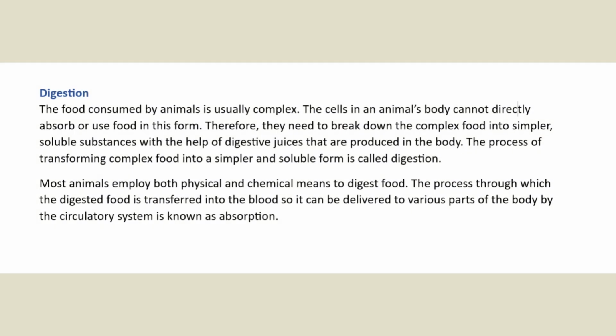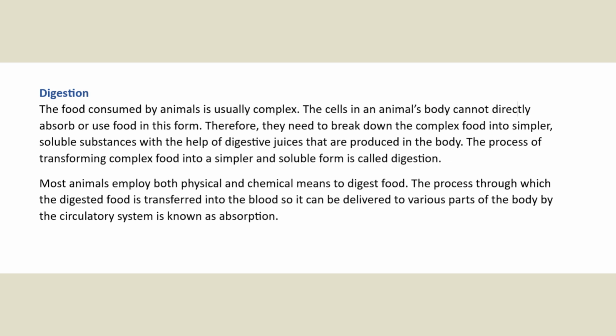Digestion. The food consumed by animals is usually complex. The cells in an animal's body cannot directly absorb or use food in this form. Therefore, they need to break down the complex food into simpler, soluble substances with the help of digestive juices that are produced in the body. The process of transforming complex food into a simpler and soluble form is called digestion. Most animals employ both physical and chemical means to digest food.